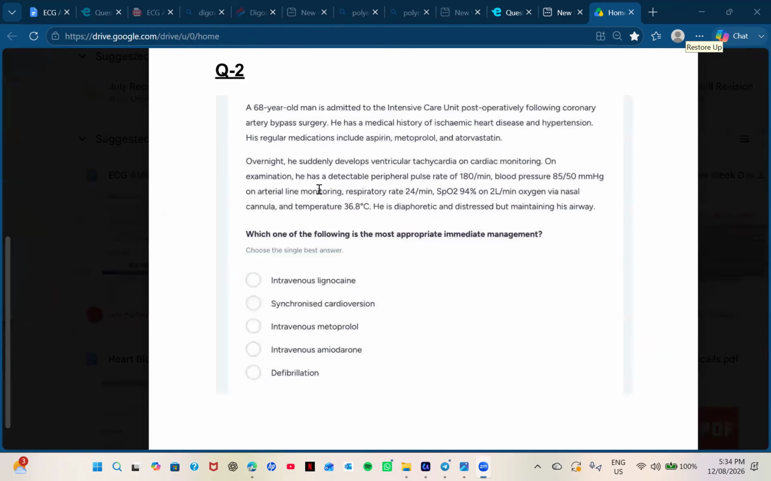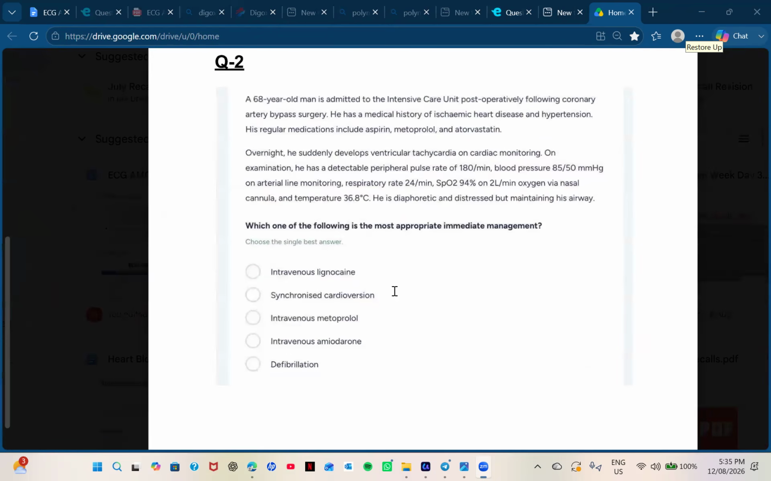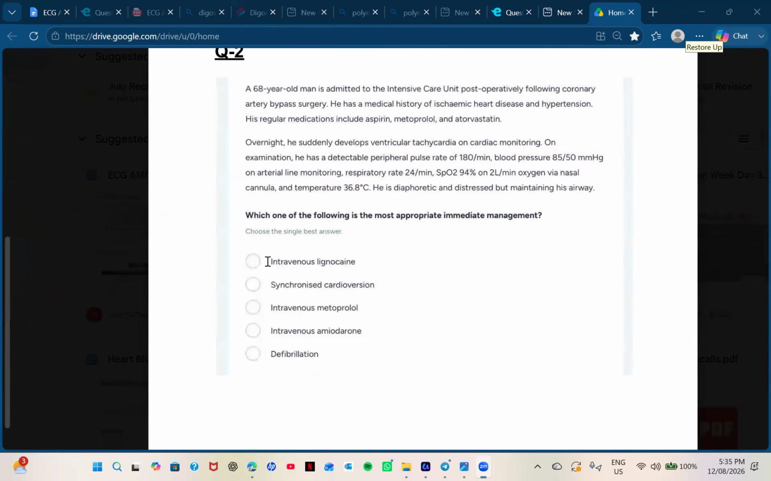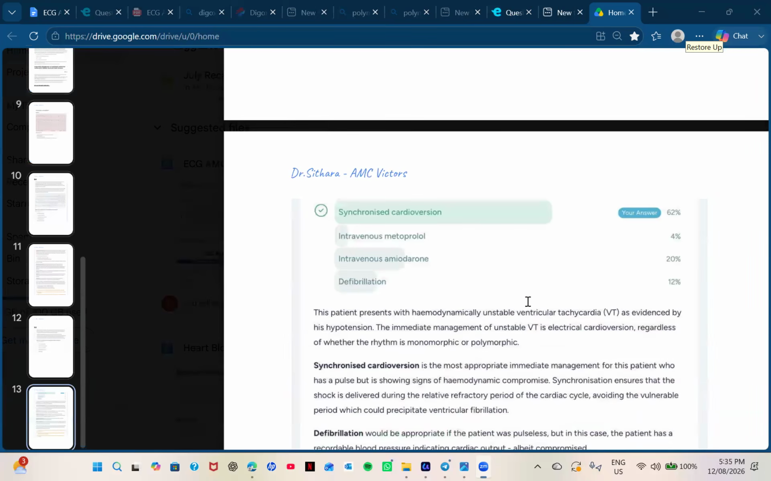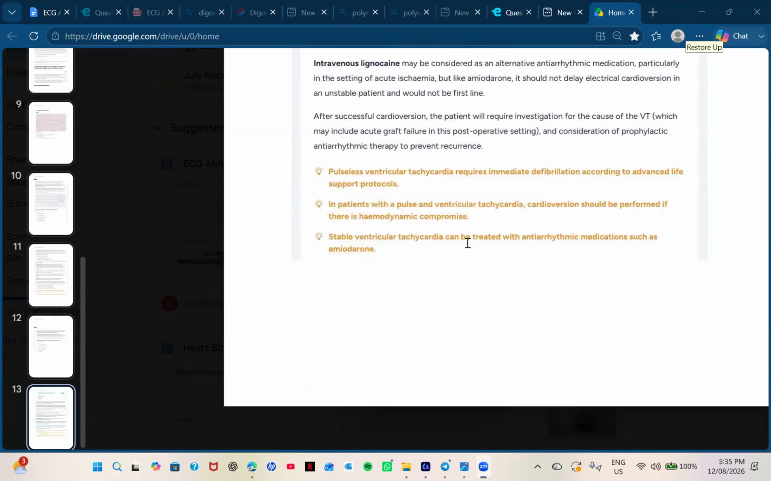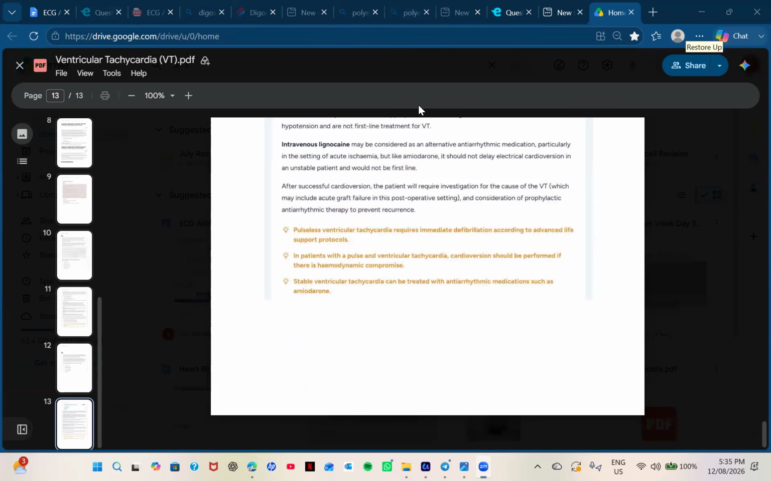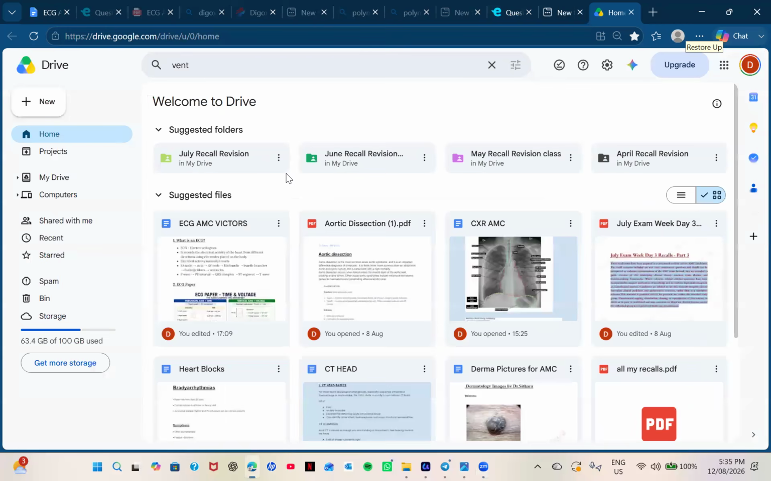If the patient has sustained VT and the patient's blood pressure is 85 by 50, in that case the patient is unstable. In that case, what we can do here is go with synchronized cardioversion, right? Synchronized cardioversion.